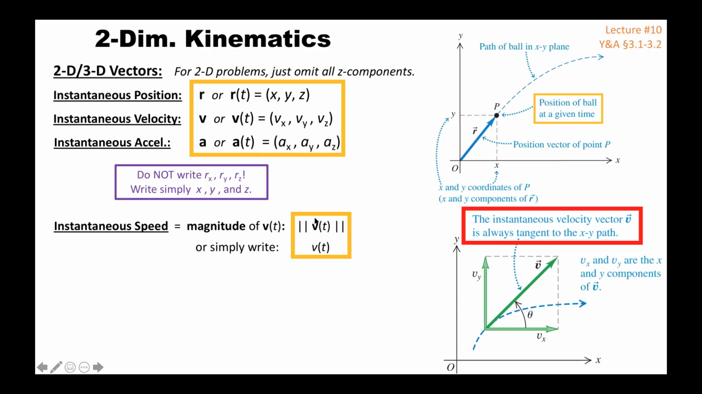Again, it's traditional to write the magnitude of any vector either with these double bars on the sides, sometimes single bars, or just rewrite the vector name without the boldface or without the hat. So what that means is when you see this now, we're talking about the magnitude of the velocity v at some time t. That is synonymous with speed instantaneously.